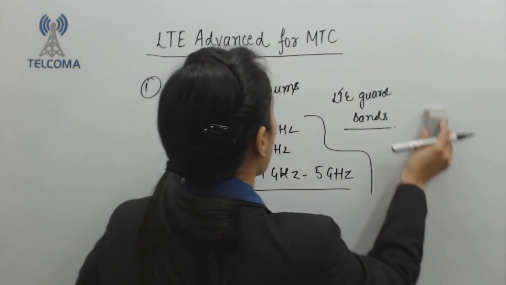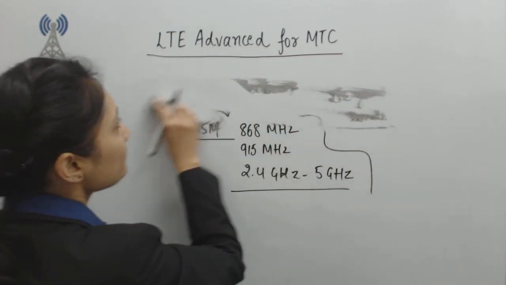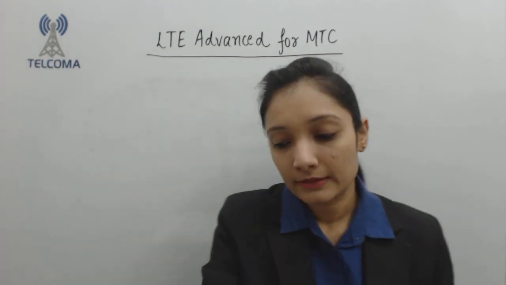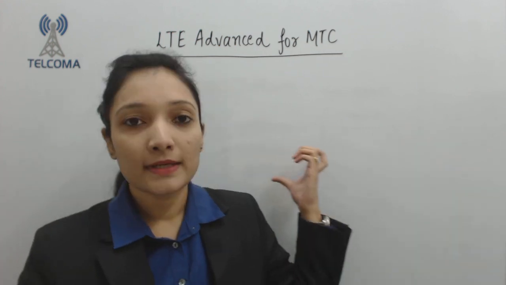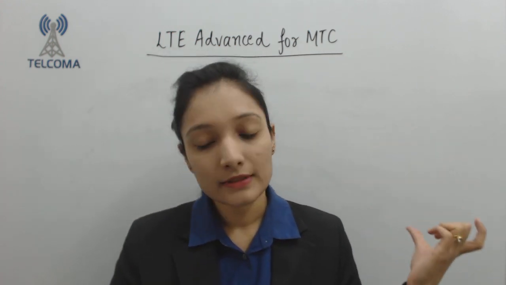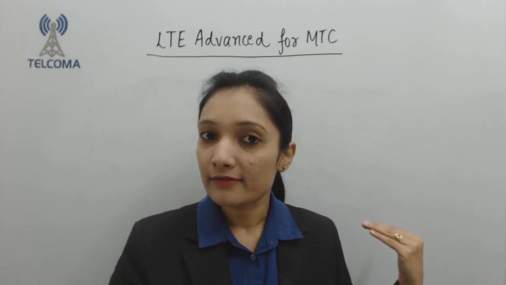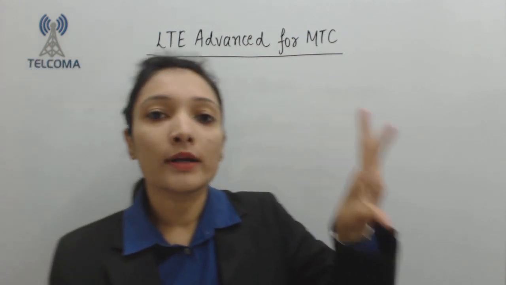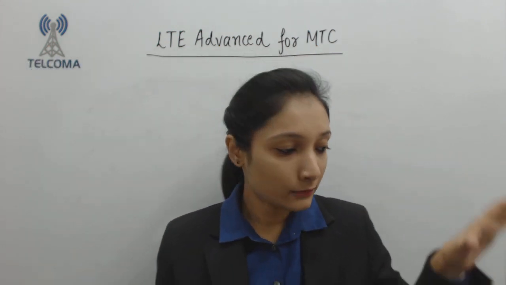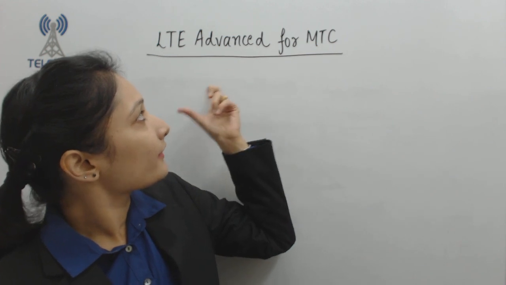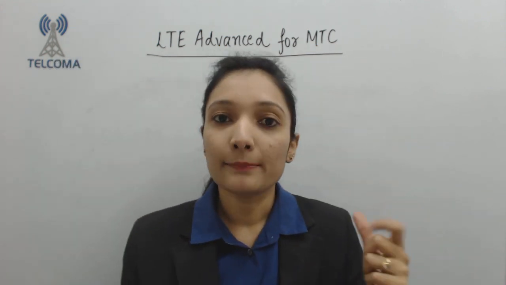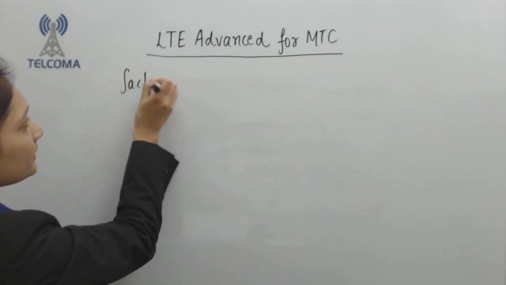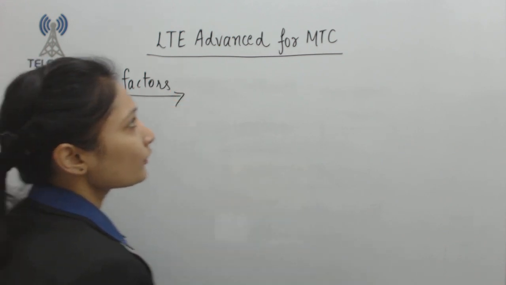This optimizing of LTE Advanced for MTC is basically a part of the 3GPP standard, Release 13, which is the global 3GPP standard. So LTE Advanced is an important feature of that. Now, as we optimize the systems, what are the various benefits that we retrieve for machine type communications?